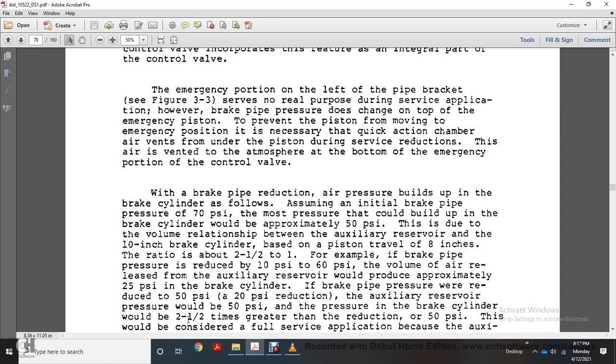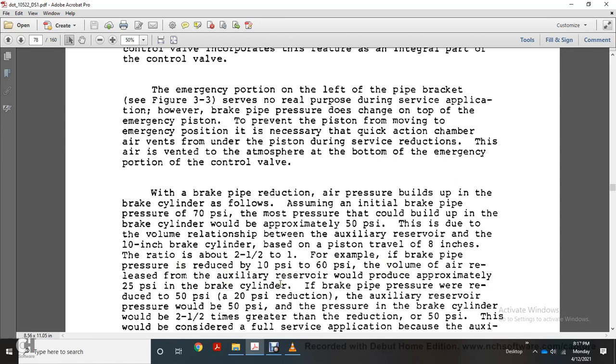This is due to the volume relationship between the auxiliary reservoir and the 10-inch brake cylinder, based on the piston travel to 8 inches, a ratio of about 2.5 to 1. For example, if the brake pipe pressure is reduced 10 psi to 60 psi, the volume of the air released from the auxiliary reservoir would produce approximately 25 psi in the brake cylinder.